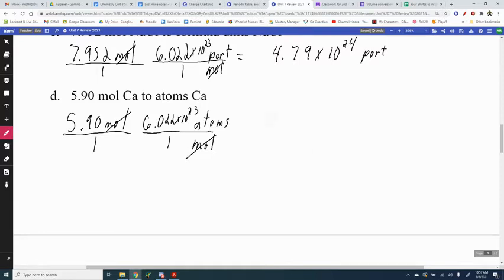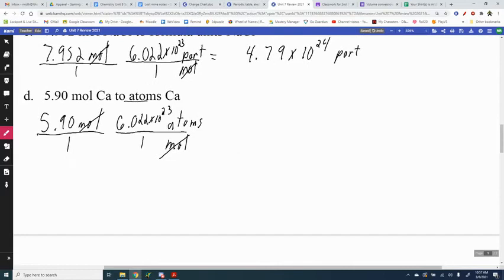Which is where we want to be. So we multiply those together. We get 3.55 times 10 to the 24th particles.